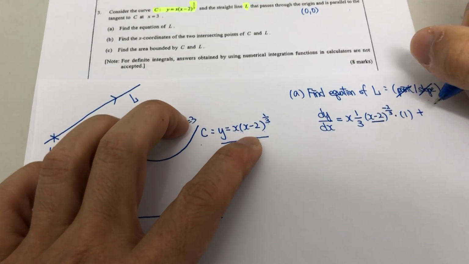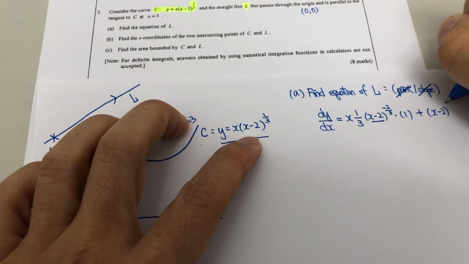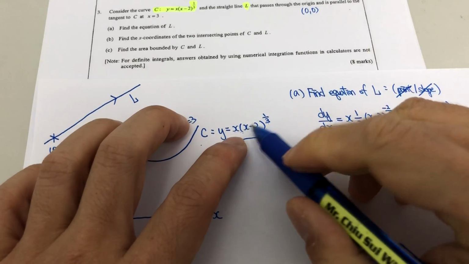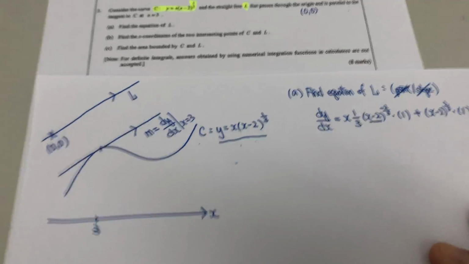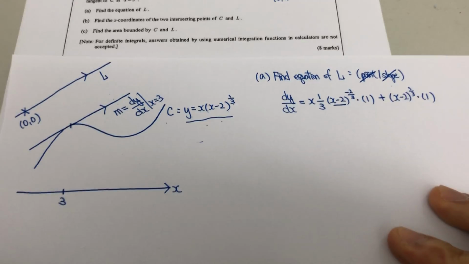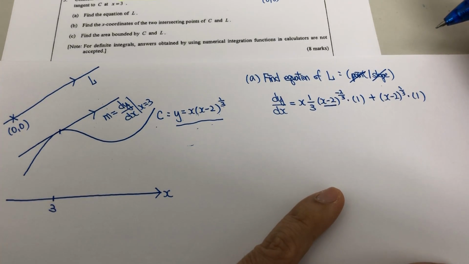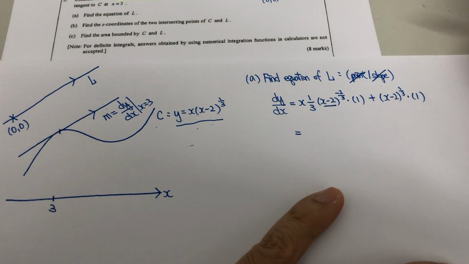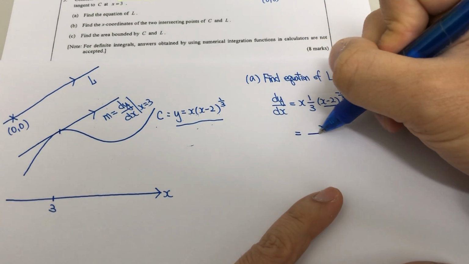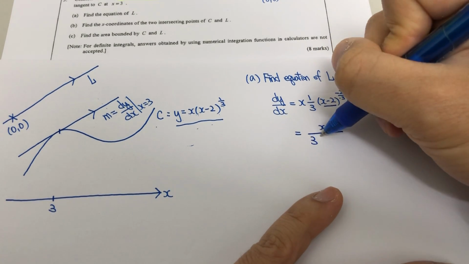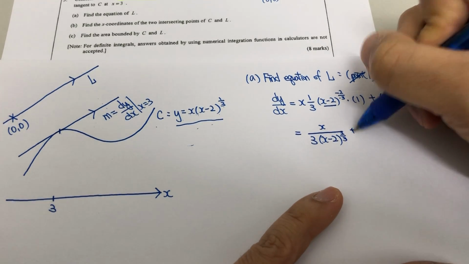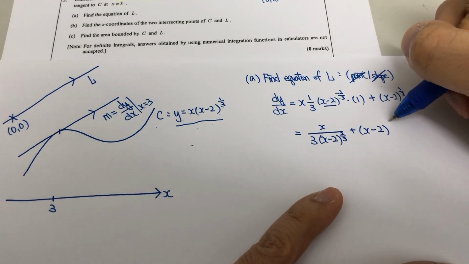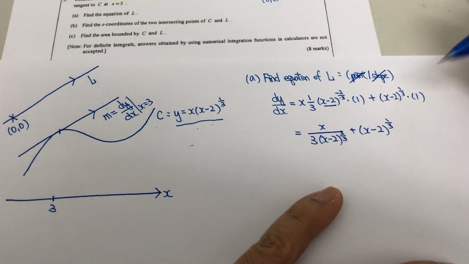Okay? Hold the first part, differentiate the second part. And then hold the second part, and then differentiate the first part. Differentiate x becomes 1, so that just times 1. Okay? So, let's rewrite this into a nicer way. x over, just bring this down, 3 times (x minus 2) to the power of 2 over 3, and then plus (x minus 2) to the power of 1 over 3.